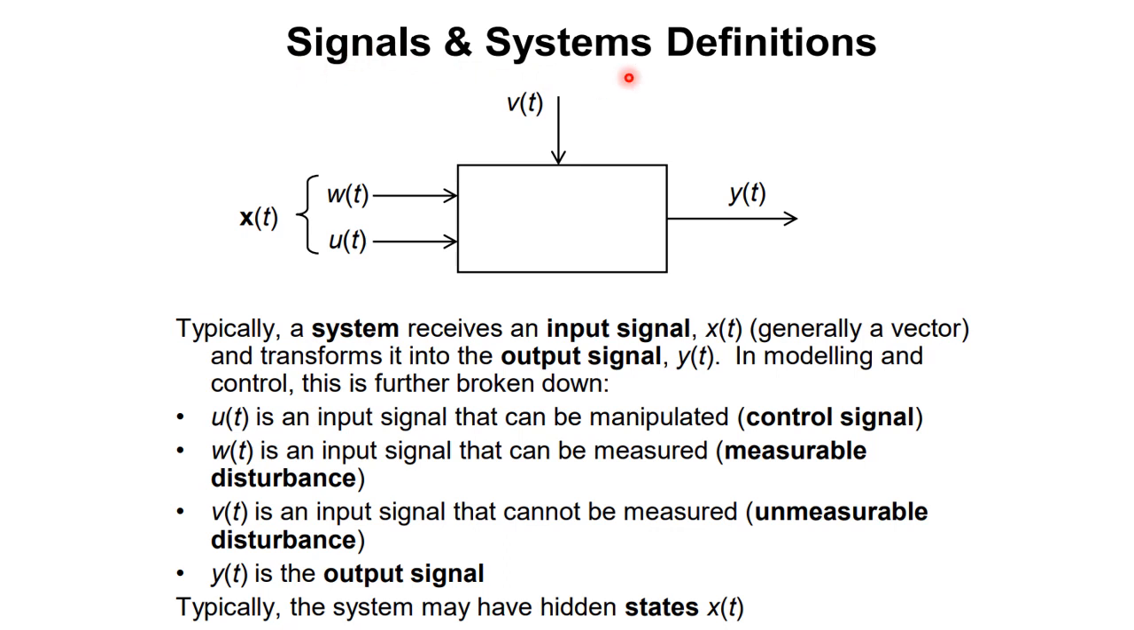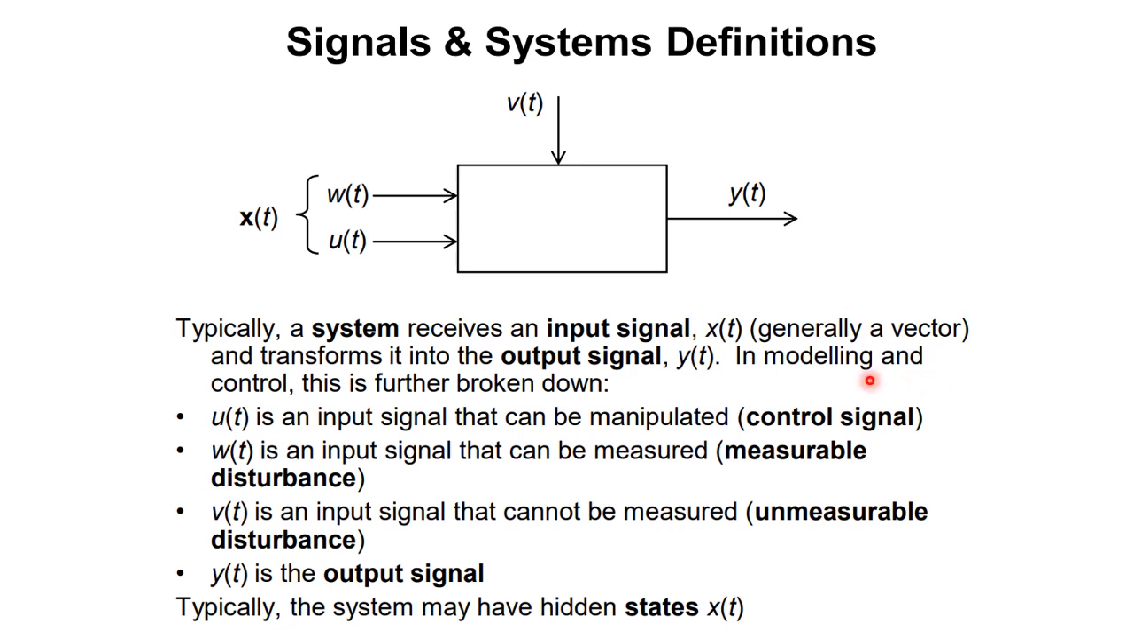For signal and system definitions, as a recap, I believe all of you know the definitions of u(t), w(t), etc. We go through it again as a revision. So typically, a system receives an input signal x(t), generally a vector, and transforms it into an output signal y(t).